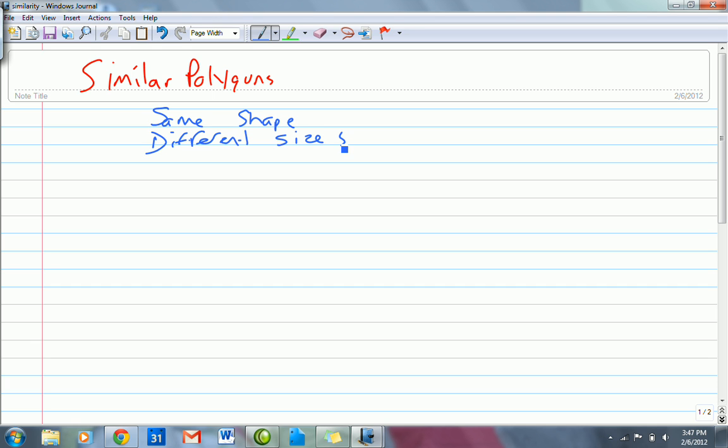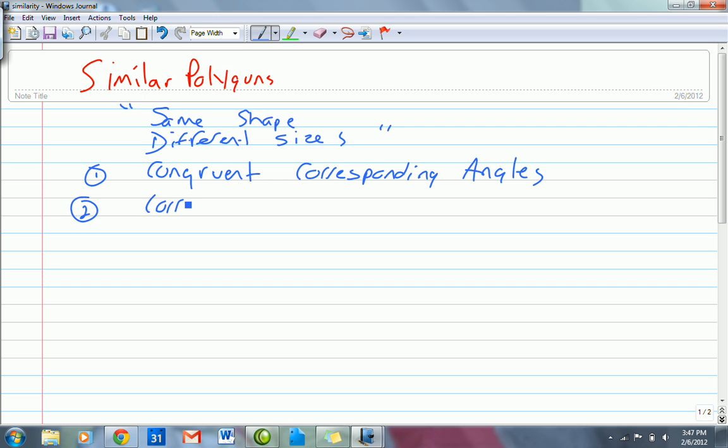Now really what that means is this. That's a way to understand what it means for two or more polygons to be similar, but really what it means is this. We have congruent corresponding angles. So all the corresponding angles are congruent. And corresponding sides are not congruent, but they are proportional, which means a ratio is preserved from corresponding side to corresponding side. Okay, so this is what it means for two polygons to be similar.